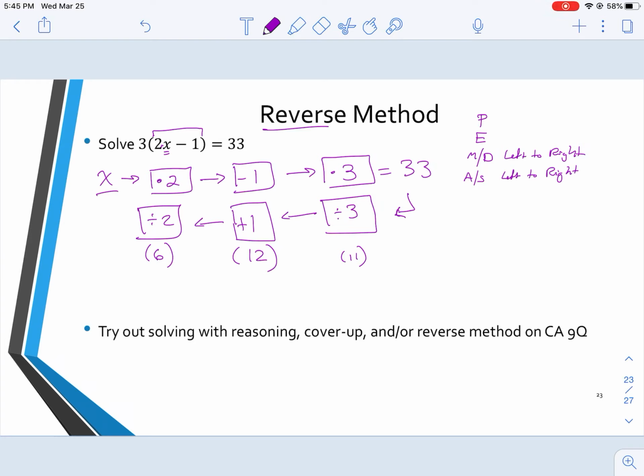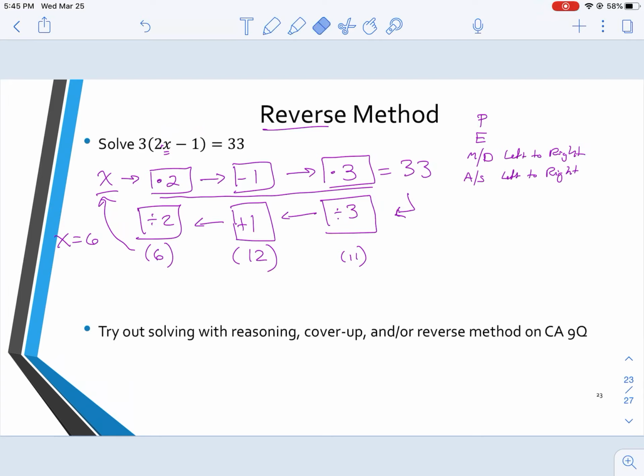6 times 2 is 12. 12 minus 1 is 11. 11 times 3 is 33. And that gives me what x was before I did this series of steps. And so now I've reversed those steps to get back to what 6 is.